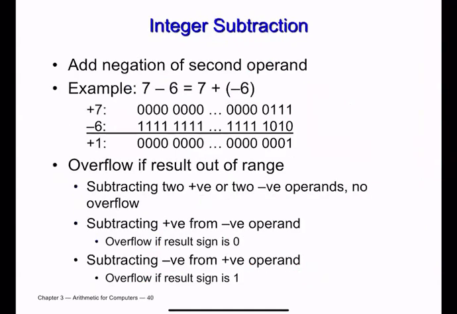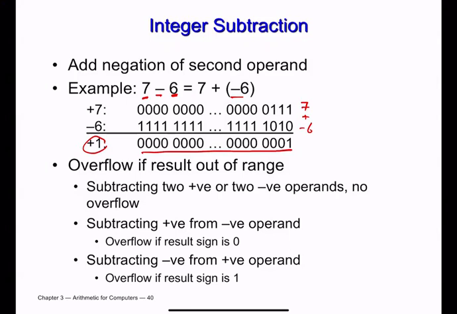Let's look at integer subtraction. Assuming that I have 7 and I have 6, I would like to do the subtraction. So it's 7 plus minus 6. Minus 6, you can write easily in 2's complement. So it will be 7 minus 6, and at the very end, as you can see, the result is 1.